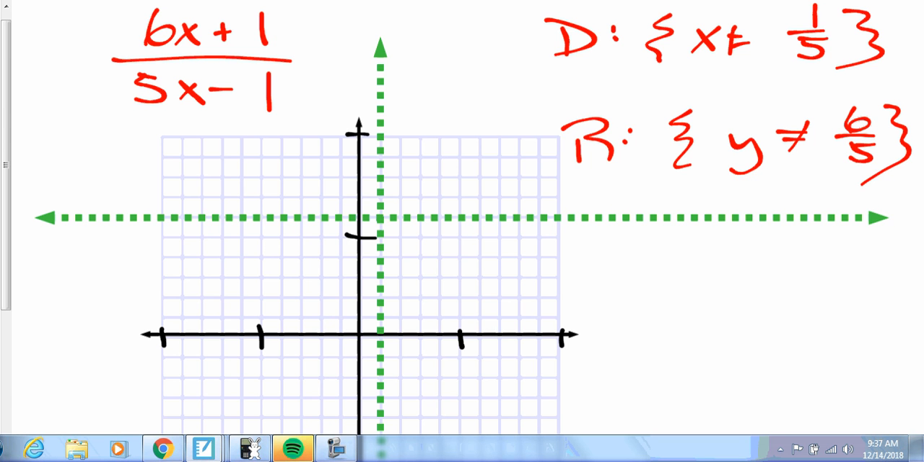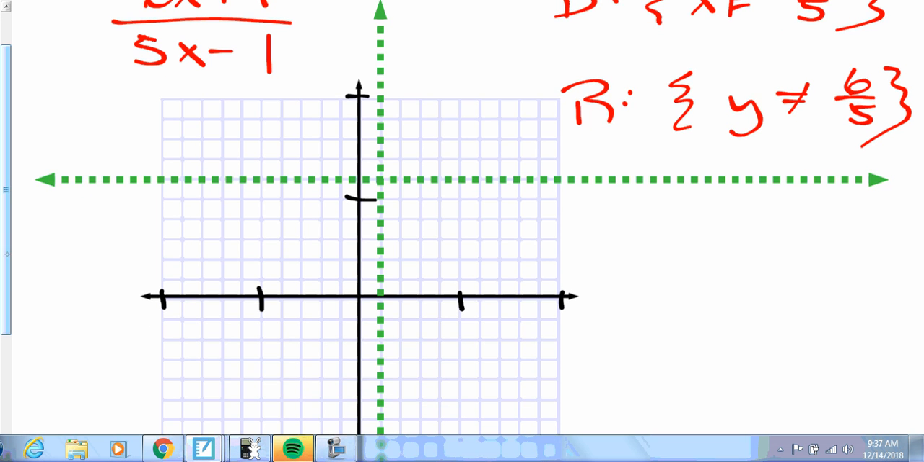Let me ask you this. What's the easiest number to plug into this? 0. 6 times 0 is 0, plus 1 is 1. 5 times 0 is 0, minus 1 is negative 1. 1 divided by negative 1 is negative 1. So when x equals 0, y equals negative 1, which is down here.